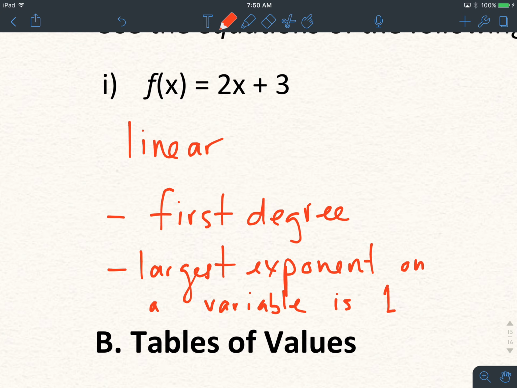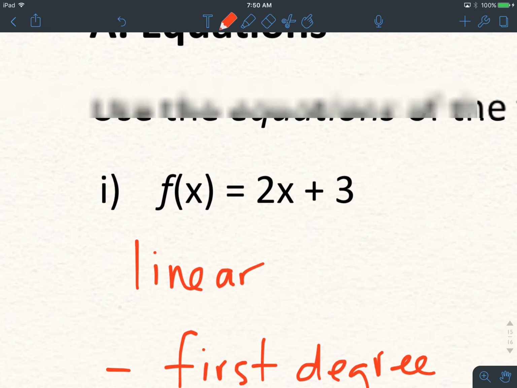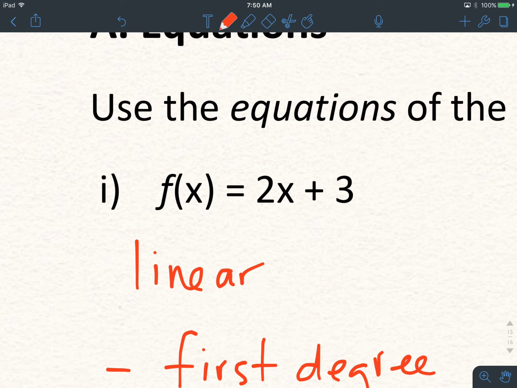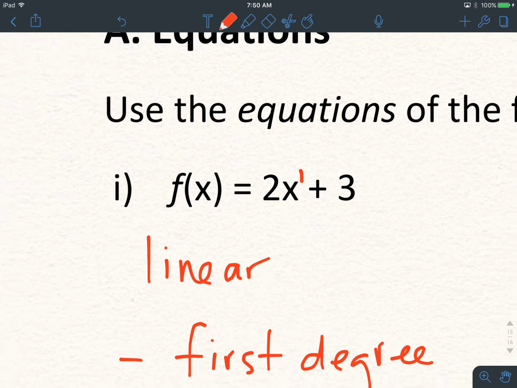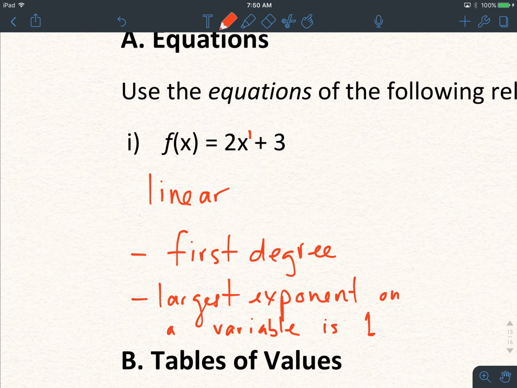Now, some students will mistakenly say, oh, there is no exponent here on the x. There is an exponent, we just don't bother to write it, but there is an exponent of 1 on that x even if we don't write it. So it's not that there's no exponent, it's just that there is an exponent that we often don't choose to write, and it is 1. So any first degree function, i.e. a function that has 1 as the largest exponent on any variable, will be linear.